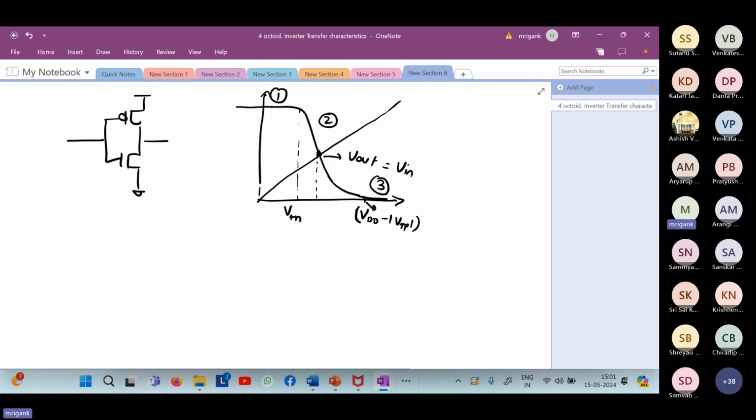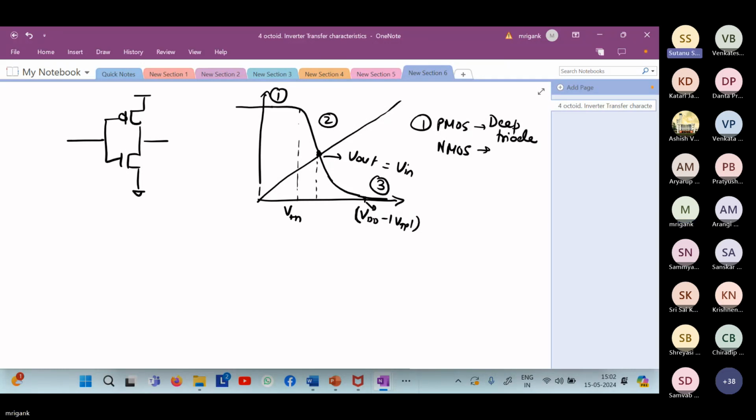So in region 1, what is happening? That is easy to see, right? In region 1, the PMOS input is close to 0. What state of operation is the PMOS in, in region 1? Triode. Deep triode, right? So why is it deep triode?